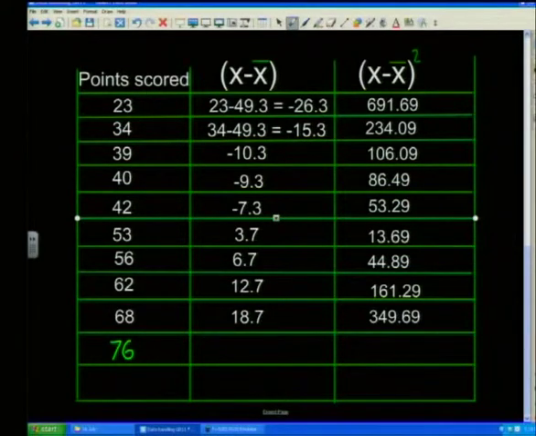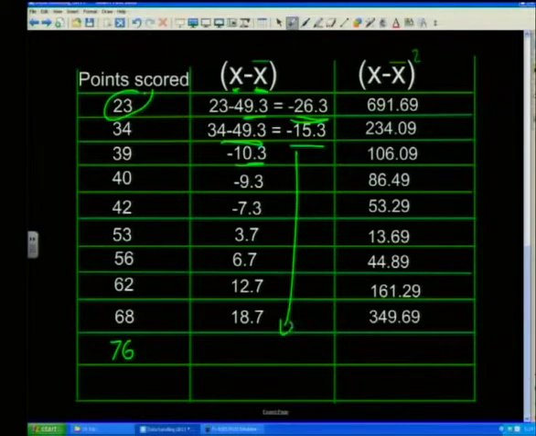The next column is going to be the difference between the x value and the mean. In the first case, it's 23, which was our points, minus the mean, which we worked out to be 49,3. So we say 23 minus 49,3, and we get minus 26,3. And we work our way down each value. Then 34 minus 49,3, and I get minus 15,3, and the same thing, 39 minus 49,3, and you get minus 10,3. So you work all the way down.